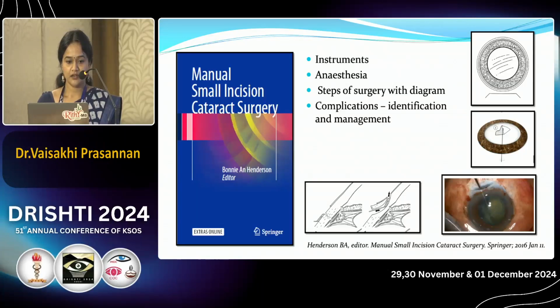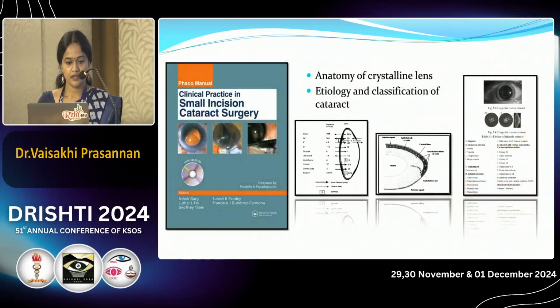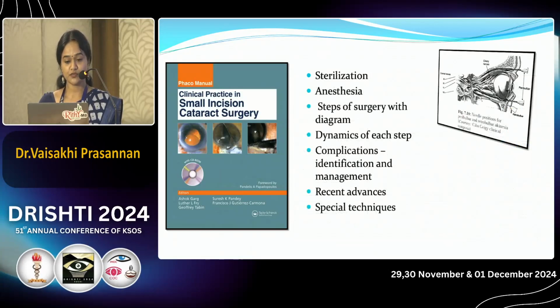cataract surgery. First one is Henderson's manual small incision cataract surgery book, which gives a brief detailed description about the instruments, the surgical anesthesia, steps of surgery with diagrams, complications, their identification and management. This SICS book by Ashok Garg et al. is an elaborate book which starts with anatomy of the crystalline lens, etiology and classification of cataract, followed by principles of sterilization, anesthesia, steps of surgery. It also explains the dynamics of each step, and it finally mentions the recent advances and special techniques.